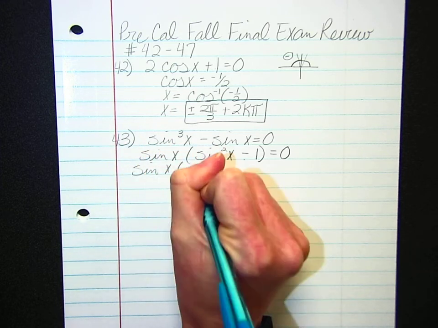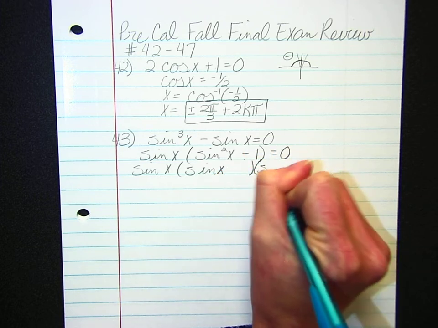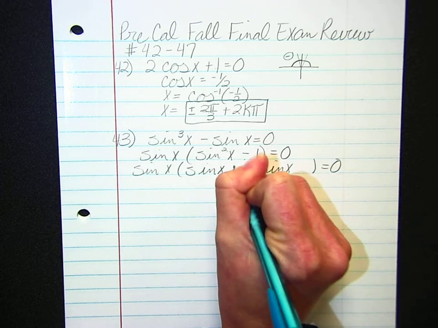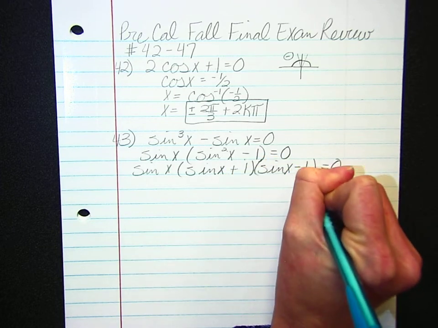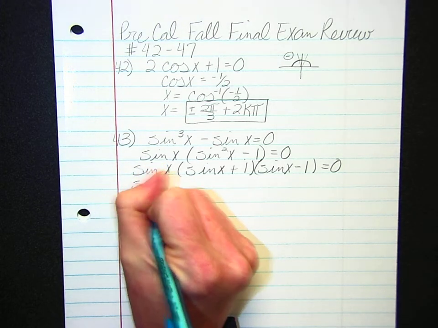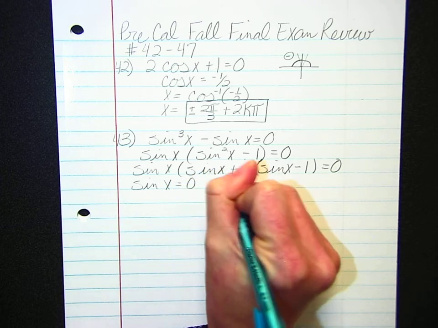Or we could factor this again as a difference of two squares into sine x and sine x. And one gets a plus 1 and one gets a minus 1. So just the opposite of the difference of two squares, foiling those together, that's how we factor it. All right, so let's take that sine x and set it equal to 0 as well as both of these.